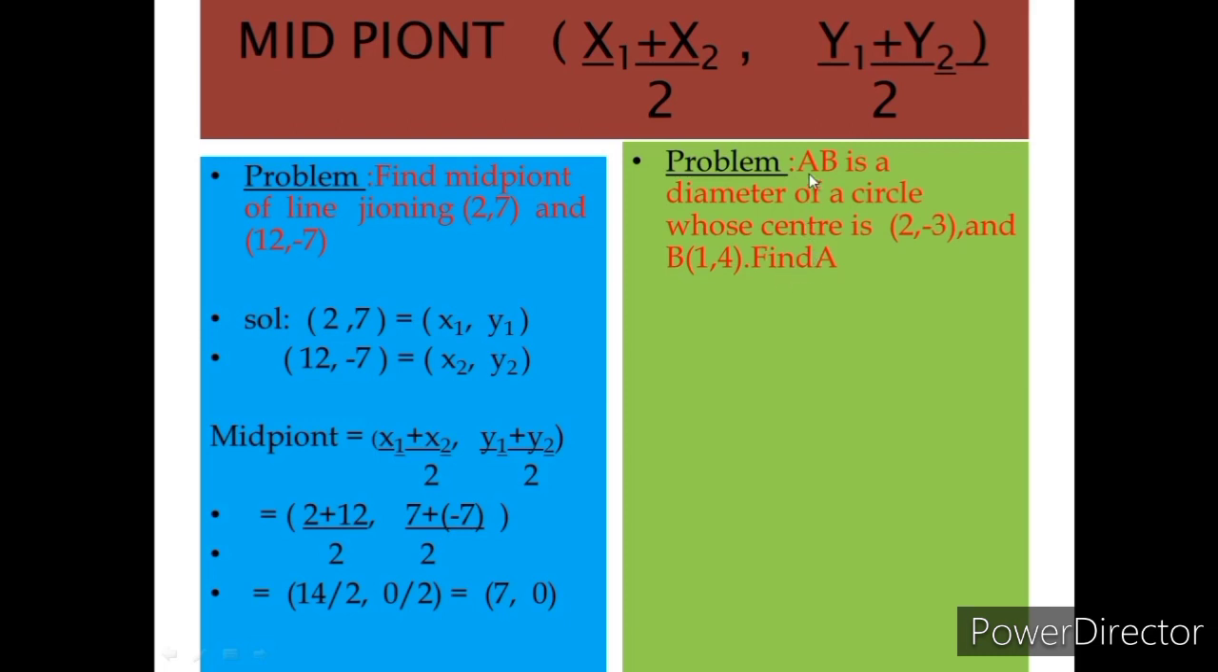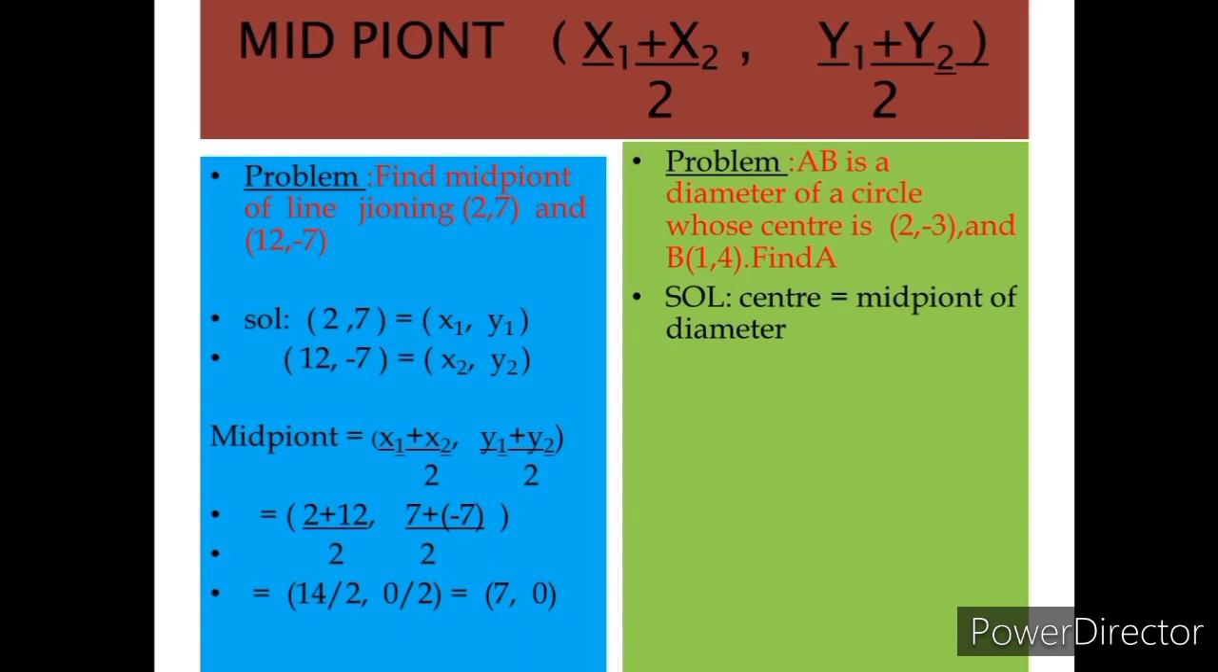A is another endpoint of the diameter. A diameter has two endpoints. One endpoint is given. You have to find the other endpoint. Okay, you see the pictorial form of this problem. See in the solution. The center is the midpoint of the diameter. You have to recapitulate this formula.